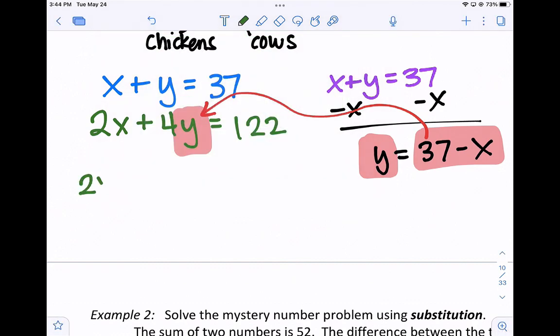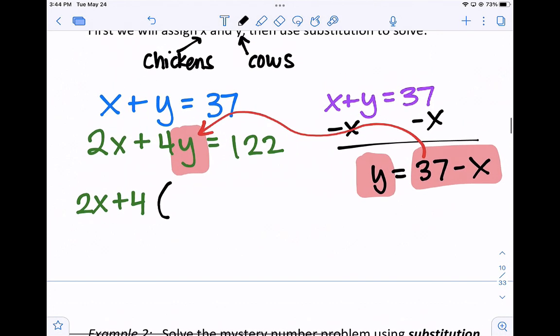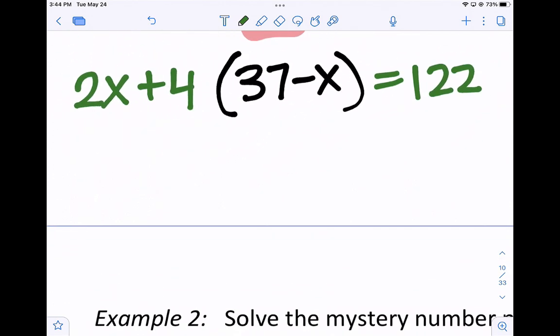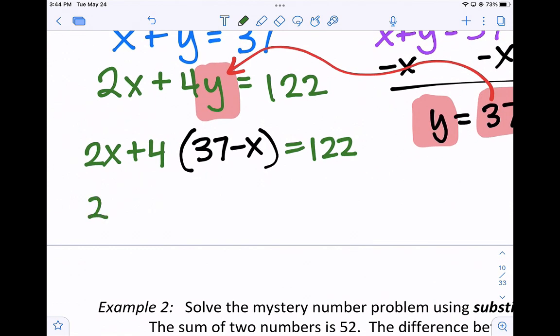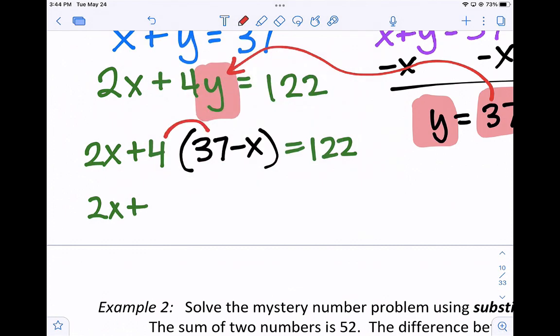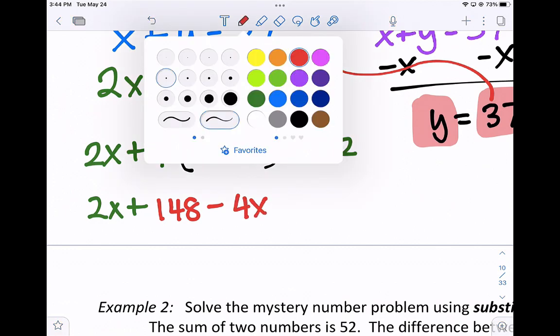We have 2x plus 4, and instead of y, we're going to plug in what is equal to y but looks different, and that's 37 minus x. That'll equal 122. Okay, now we can solve one equation because we have the one variable there. So we'll have 2x plus, and we'll distribute. So 4 times 37, 148, minus 4x, and that equals 122.